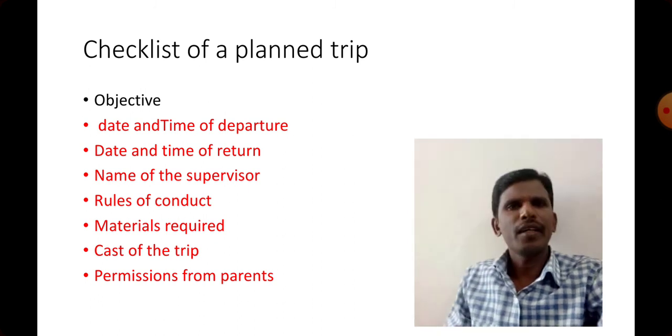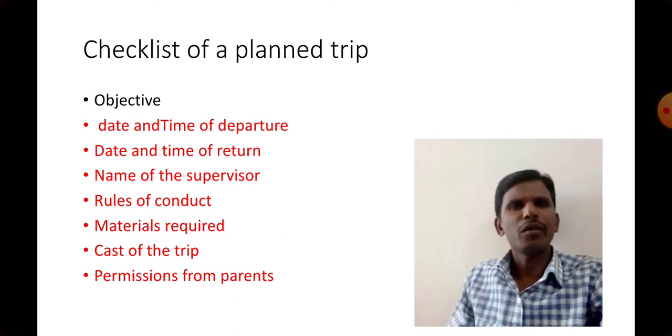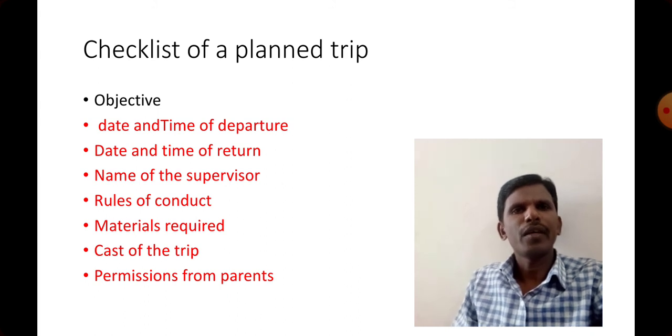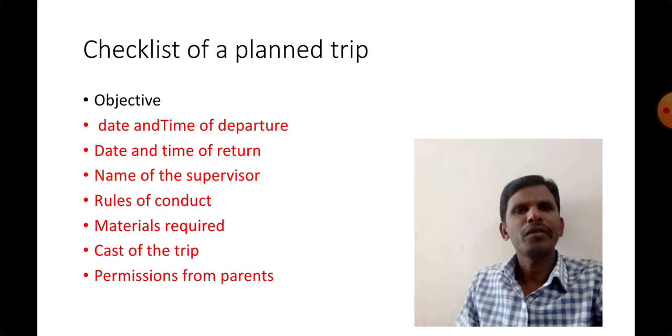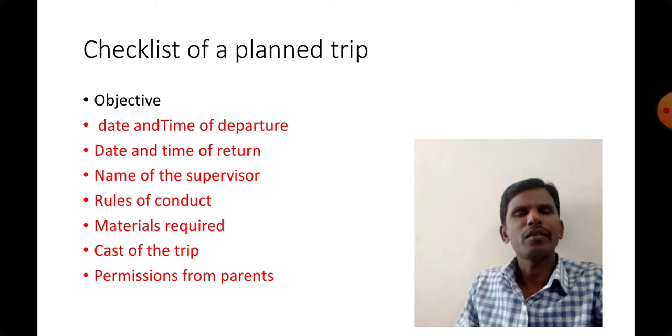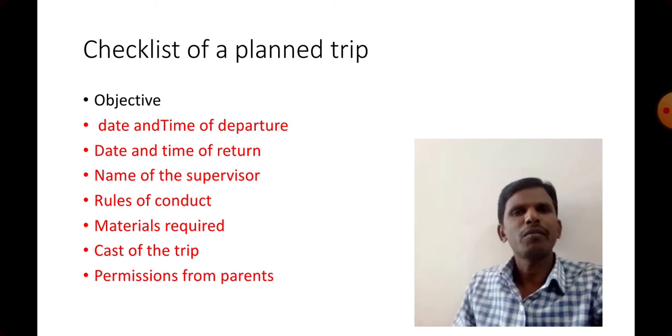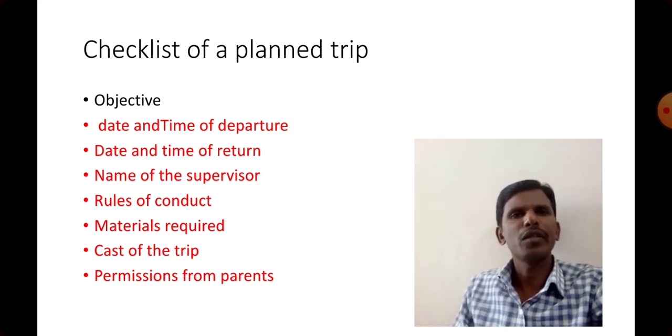And the second thing is what time and date we are going to depart for the field trip, and what time and date we are coming back, that means the date and time of return. Next, the name of the supervisor. Sometimes the teacher may not go, and we will send another teacher. So the name of the teacher or the field trip in charge or supervisor should be very clear to the students.